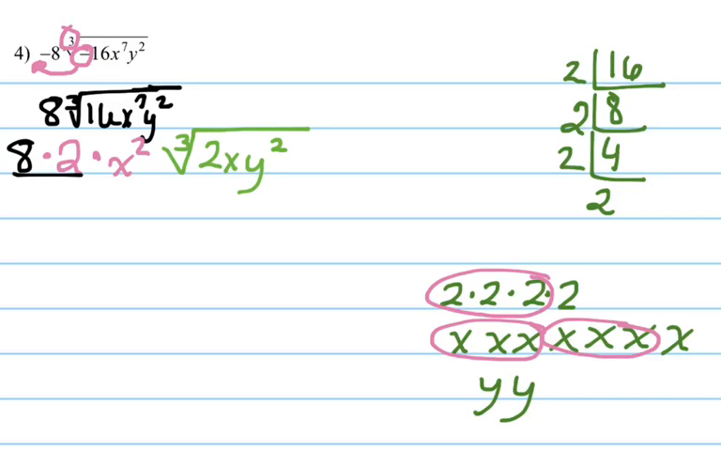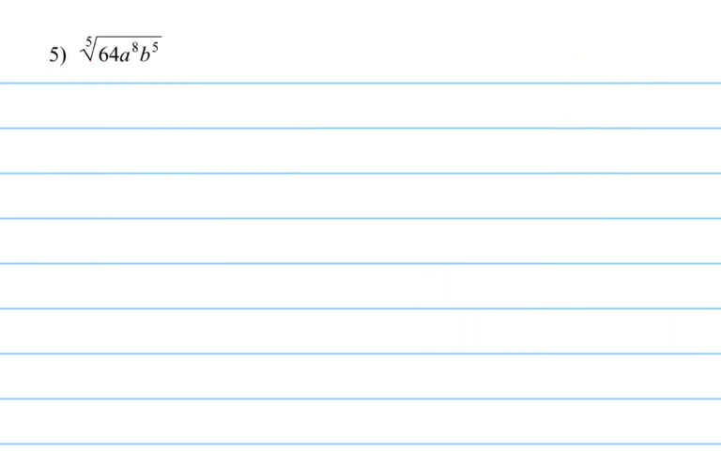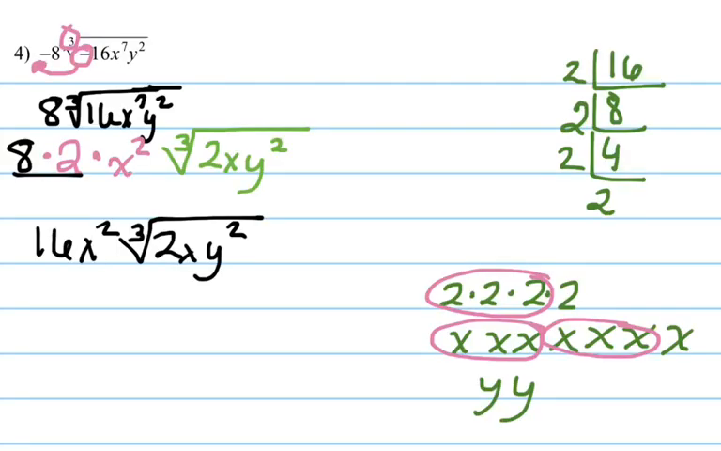Combine my multiplication, and I get 16x squared times the cube root of 2xy squared. So let me go back to that for a second for y'all.